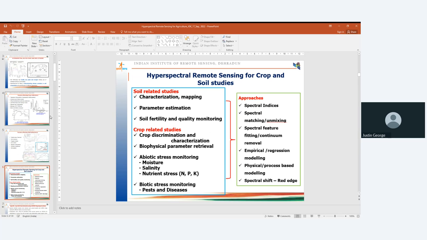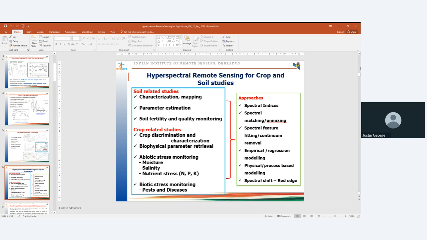So all these soil-related studies as well as the crop-related studies have been achieved using certain approaches. The major approaches which are widely used for hyperspectral remote sensing data processing and further analysis include the use of various spectral indices, spectral matching or unmixing, spectral feature fitting, continuum removal, empirical or regression modeling, physical or process-based modeling, as well as spectral shift and the reference. So these approaches might have been covered by the faculty in some of yesterday's lectures.